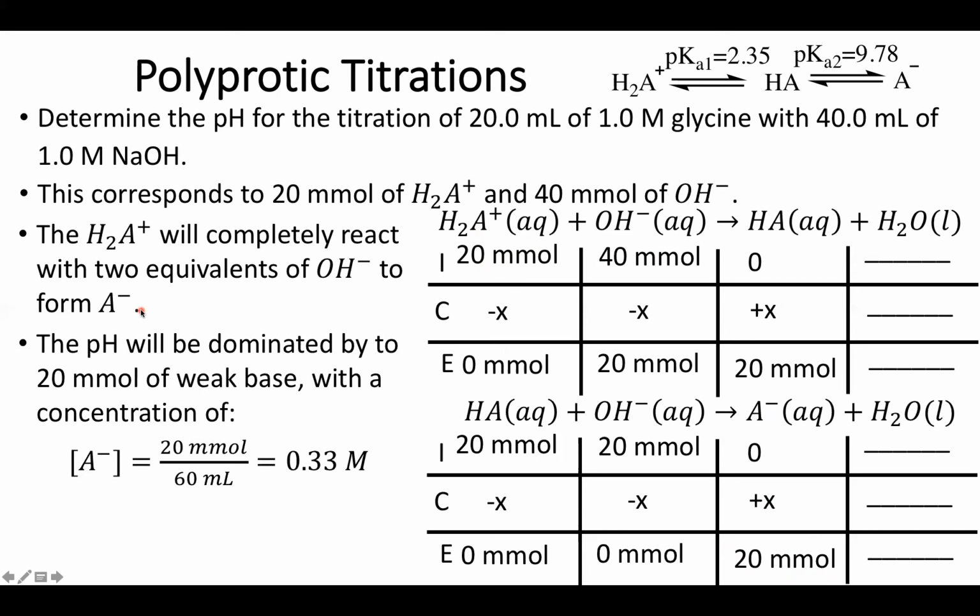So this means that we now have a weak base system, because this is our only acid-base species remaining. So in order to determine the pH of a weak base, we need to first determine the concentration of said weak base, which is about 0.33 molar, again, using the feature that millimoles divided by milliliters is the same thing as moles per liter. Then we also need to watch out for the fact that since it's a weak base, I no longer need my pKa's, I need my pKb's. So we can get the first pKb using the second pKa, which should give a value of about 4.22.